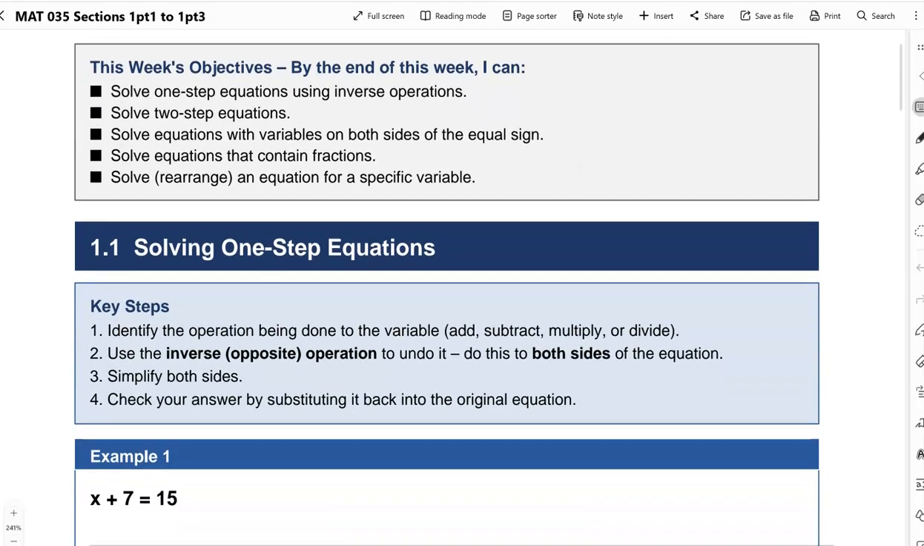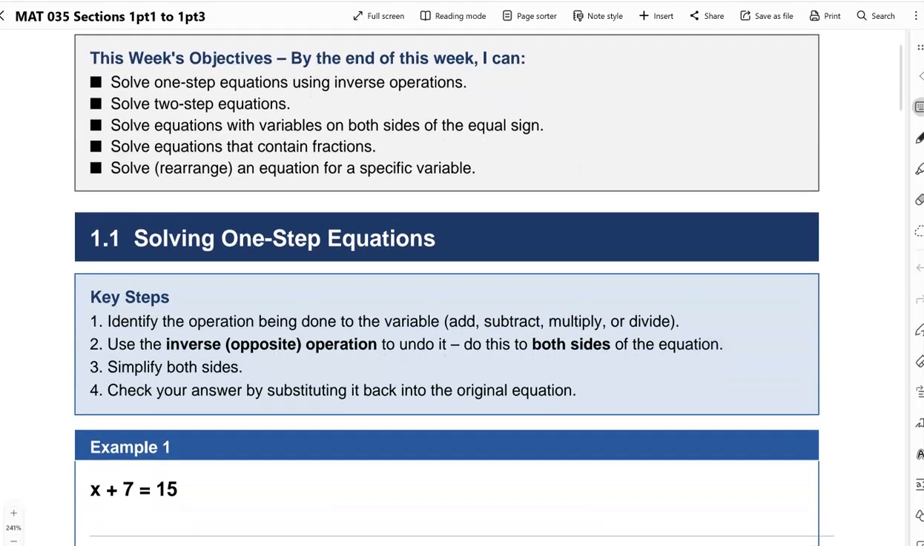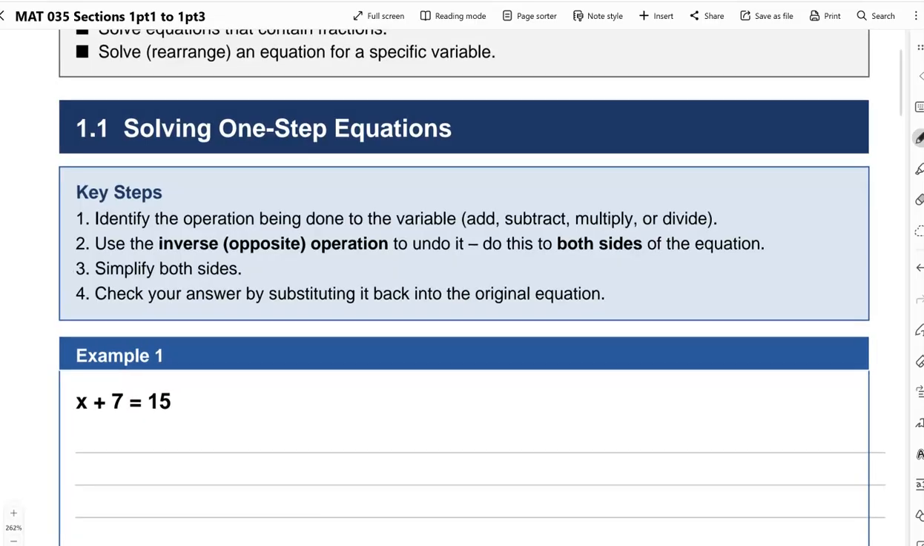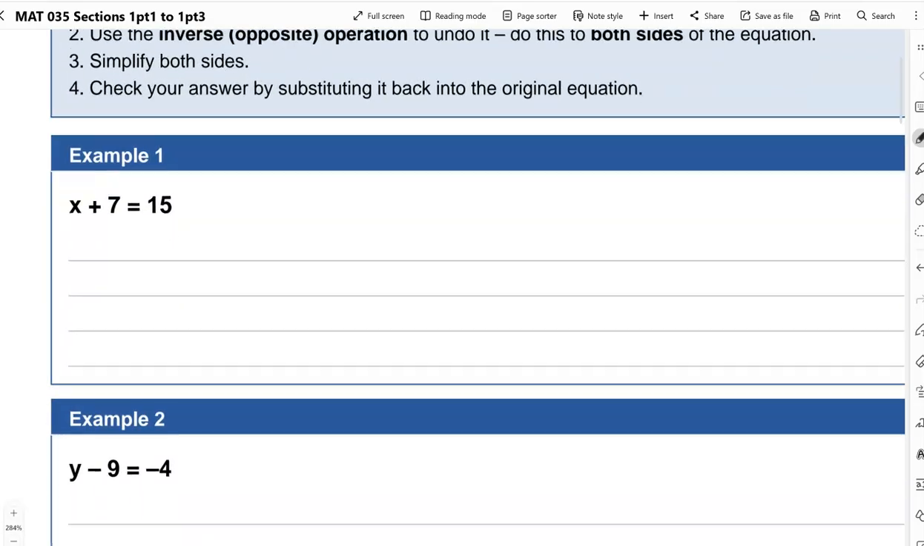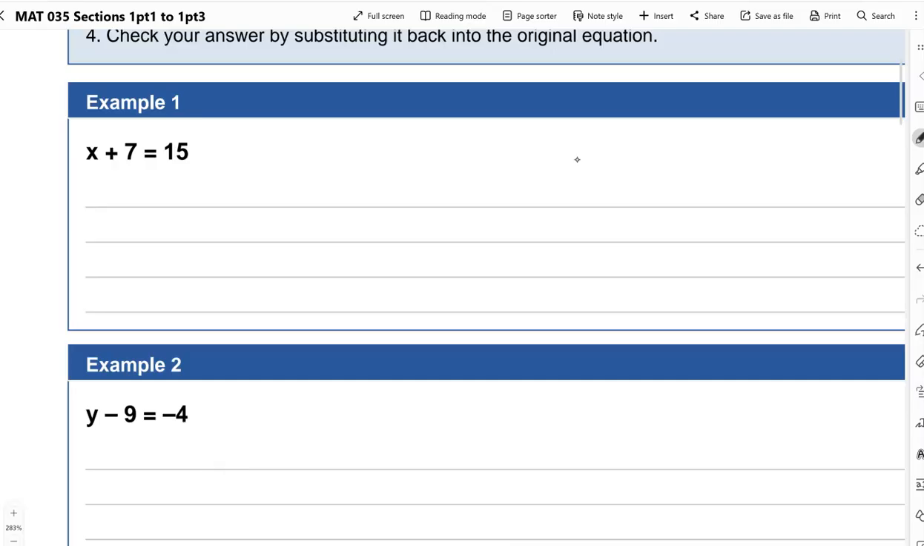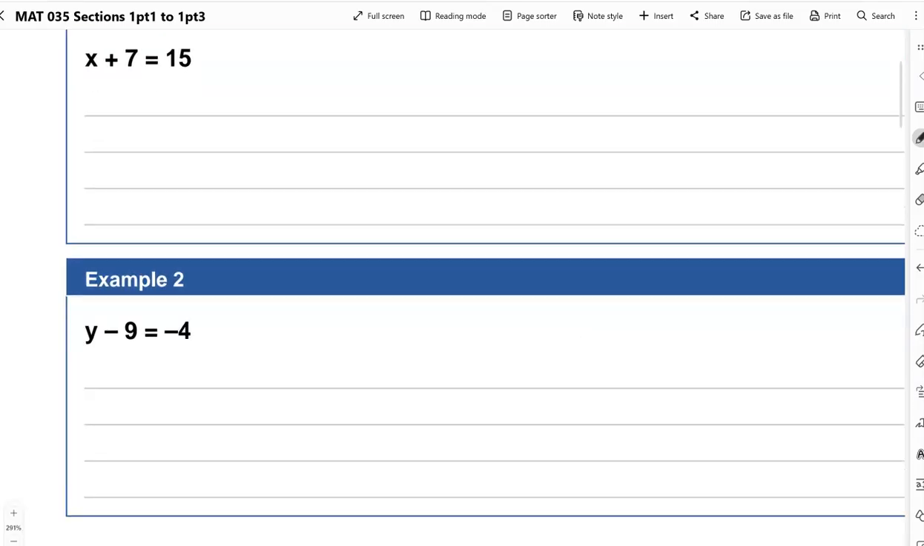So when we think about solving an equation, the goal is to isolate the variable, which means we want to get the variable, whatever it is, by itself. And to do that, we're going to think about opposites. If we have something with the variable that's being added, then we're going to do the opposite and subtract. If we have something that's being subtracted, then we're going to do the opposite and add.